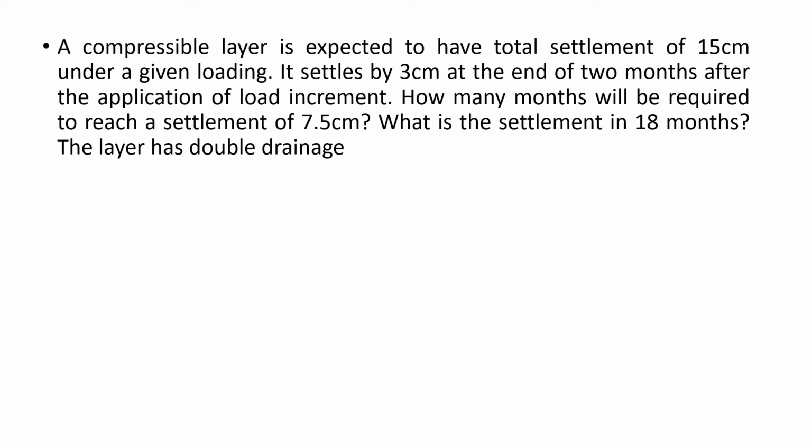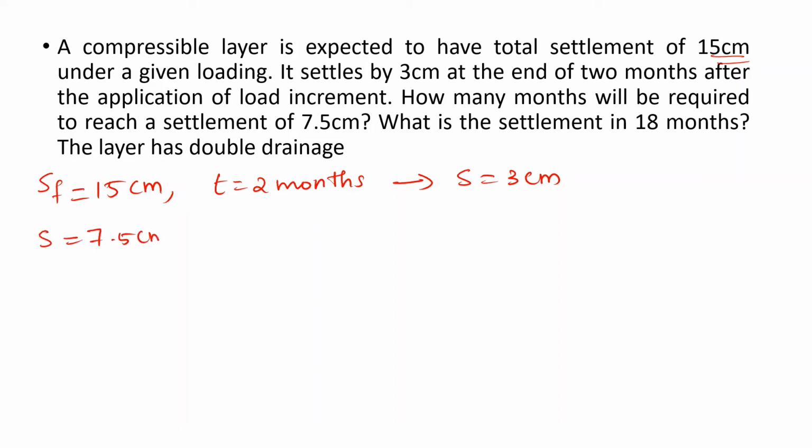So we have a sample and we are expecting a total settlement of 15 centimeter, that is, our final settlement is 15 centimeter. They have given that it settles by 3 centimeter at the end of 2 months. That is, when it is 2 months, it settled by 3 centimeter. Then how many months will be required to reach a settlement of 7.5 centimeter? That is, if the settlement is 7.5 centimeter, we need to find the time required. And they also asked us to find the settlement in 18 months.